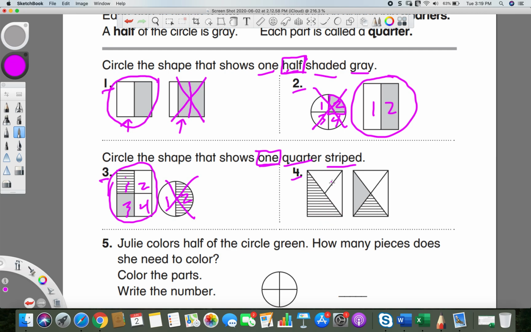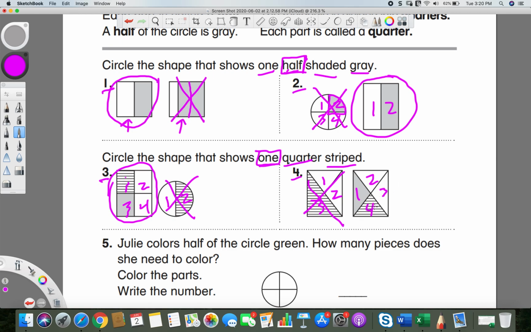So remember, a quarter means 4 pieces. Do both of these shapes have 4 pieces? Let's check. This one has 1, 2, 3 pieces. That's not what we're looking for. Let's check this other one. This one has 1, 2, 3, 4 pieces. So quarters should have 4 pieces. So this first shape is not what we want. The second shape does have 4 pieces.